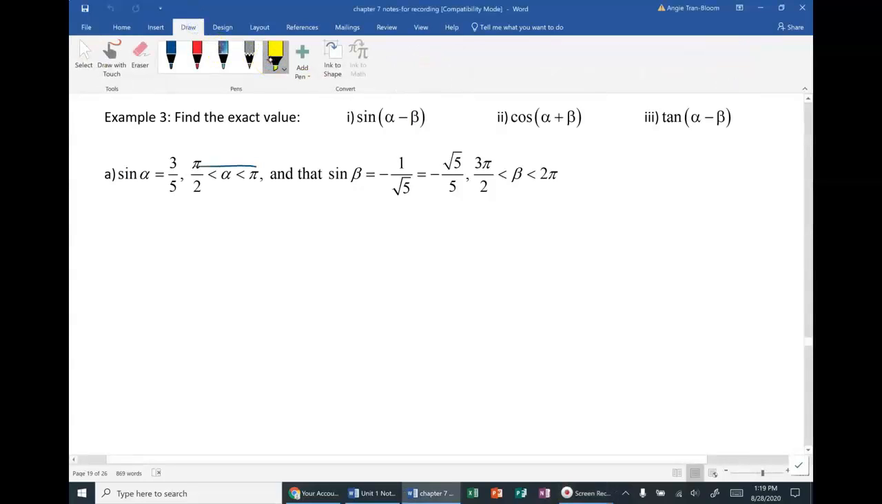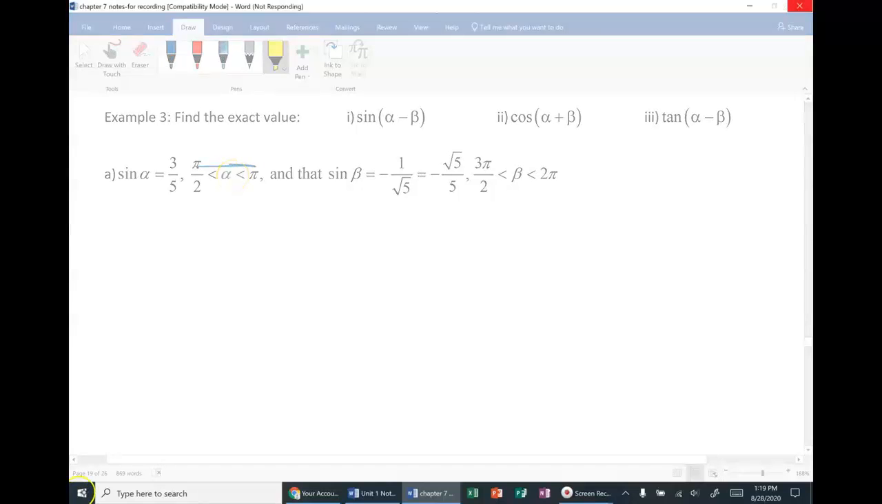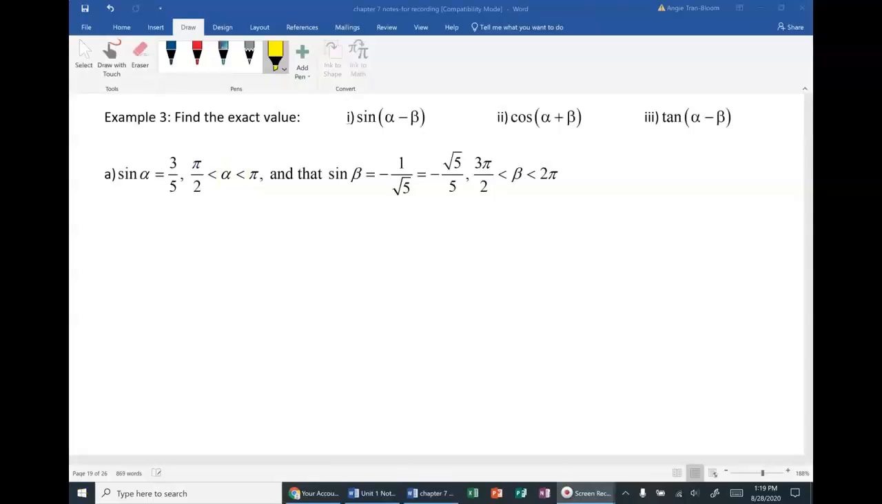This is telling us what quadrant alpha needs to be in. So in here it states that alpha is in between pi over 2 and pi. So pay attention to that. So we are going to draw a triangle for alpha. Now pi over 2 and pi will put you in quadrant number 2. So right now we know right away alpha is in quadrant number 2.